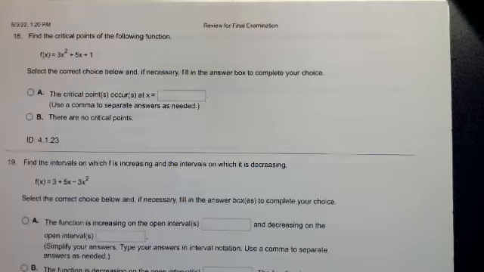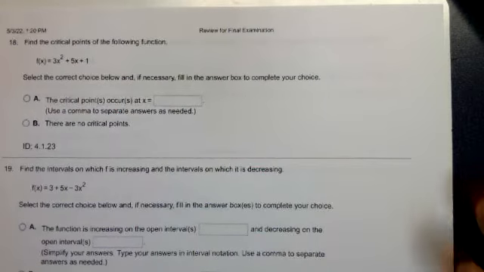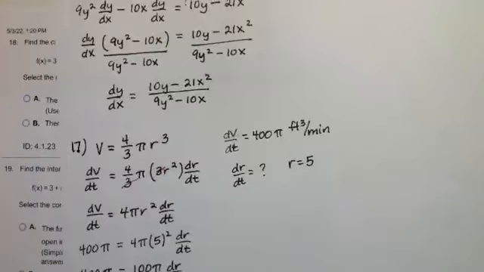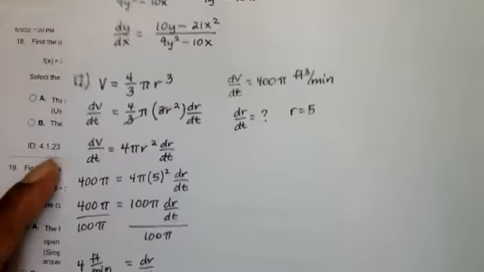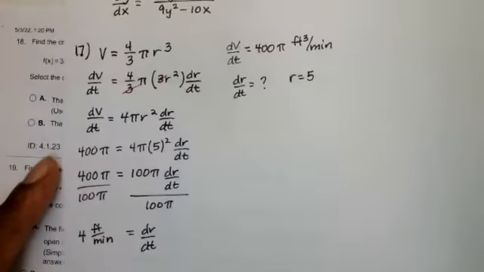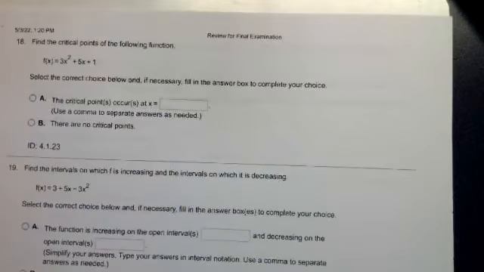All right, this is part 2 of the review for the final exam for Calculus 1. And I believe I missed number 1 of the problems here. This should be problem number 17 when we were doing the related rates on the previous video that I recorded. Okay, so that's problem 17. This is problem number 18.